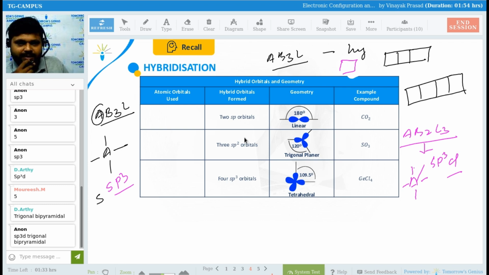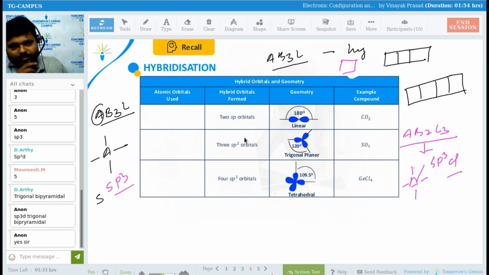Where are you? Is this easy now? Easy. You have to just see the figure and check what it is. AB2 is there, AB2L is there, AB2L2 is there, AB3L1 is there, AB3L2 is there, AB4L is there, AB5L is there, AB5L2 is there, AB5L3 can be there. Getting my point, everyone? Is it easy?